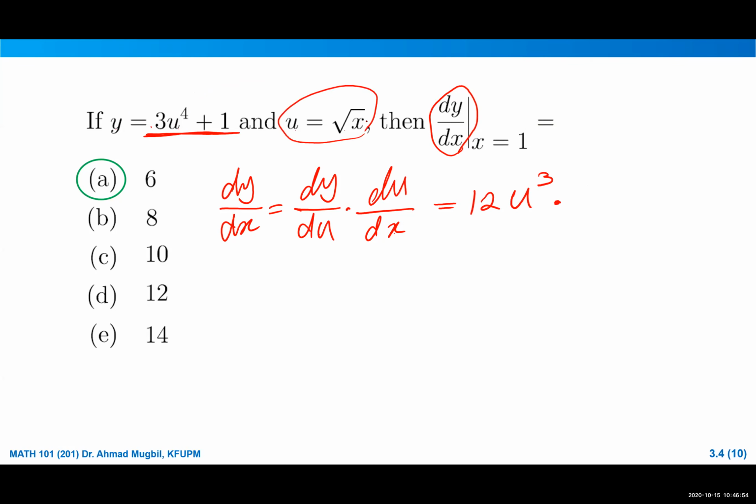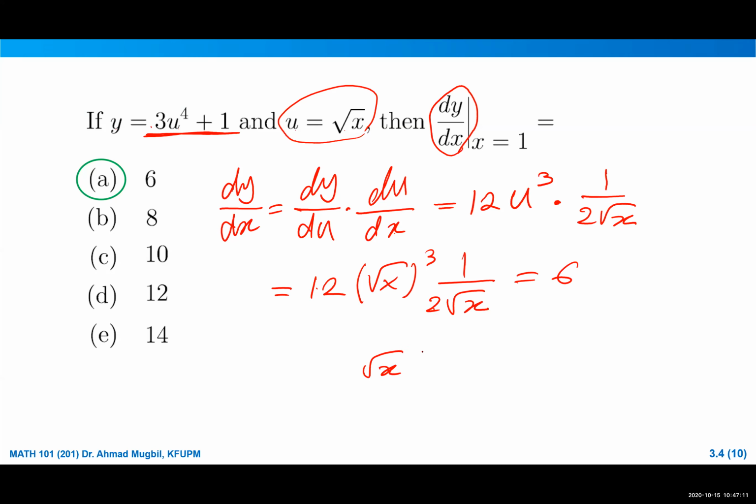What is the derivative of u with respect to x? It is 1 over 2 square root of x. Now substitute. It is 12 times, what is u? u is the square root of x, to the power 3, times 1 over 2 square root of x. Now 12 over 2 is 6. Square root of x to the power 3 means you have it 3 times, so one of them will cancel with this one, and you have two of them left, which is x. So the answer is 6x.